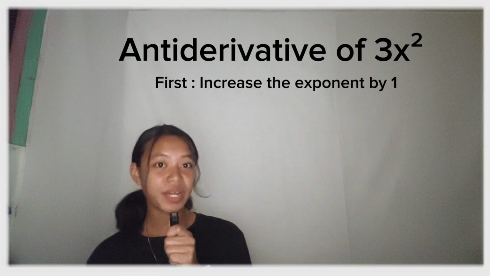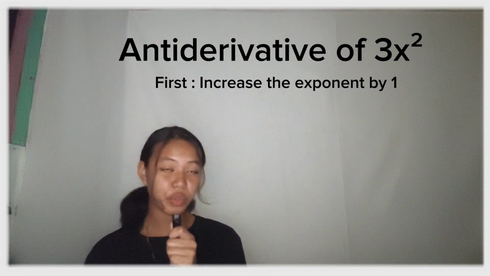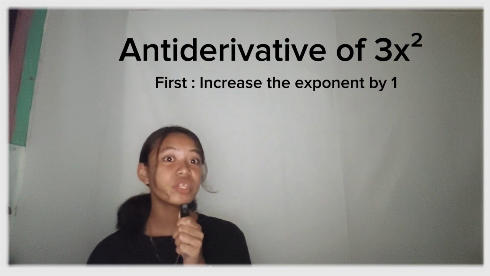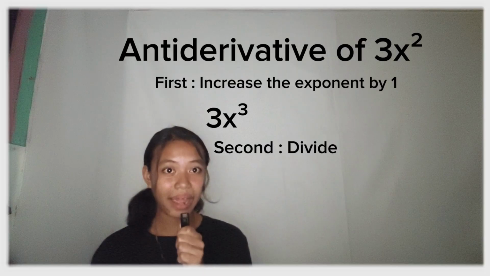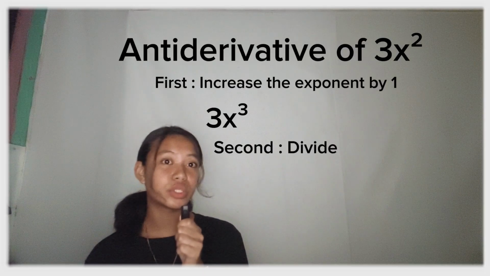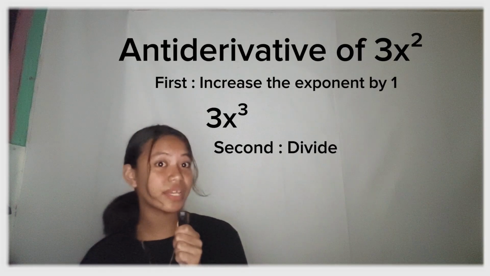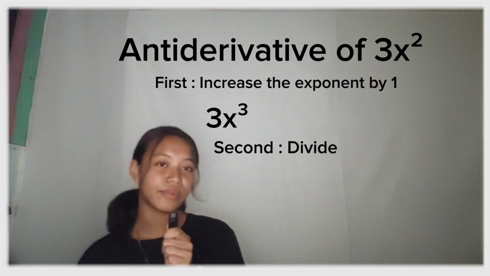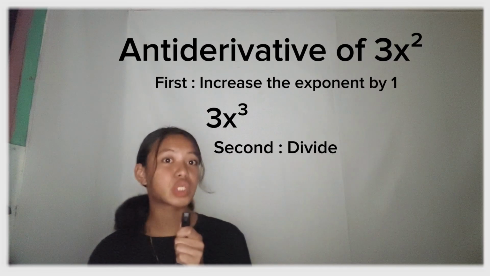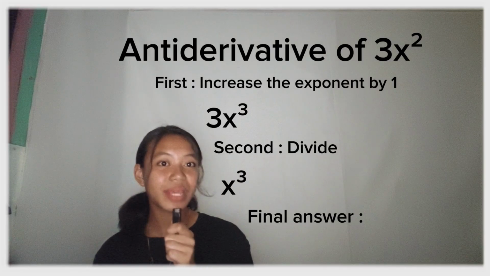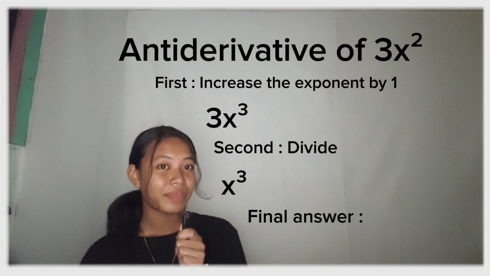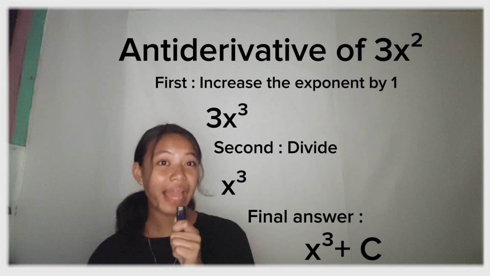Another example, let's find the antiderivative of 3x squared. First, we increase the exponent by 1, or we add 1 to the exponent, which makes 3x squared into 3x cubed. And then we divide 3x cubed by 3, which is the new exponent. So 3x cubed divided by 3 equals x cubed. So the antiderivative of 3x squared is equal to x cubed plus c.